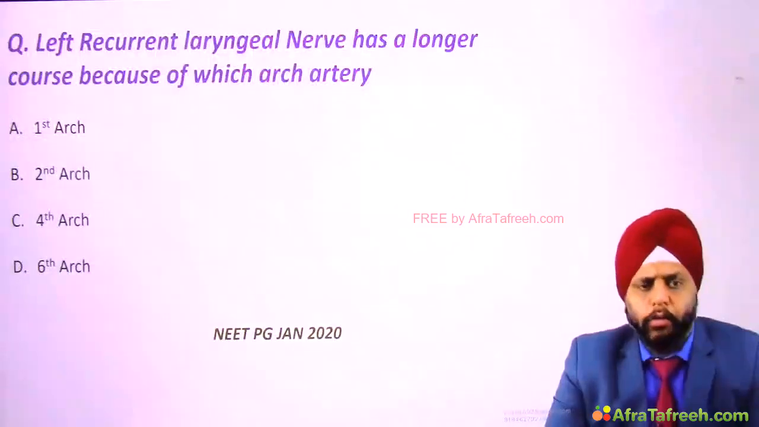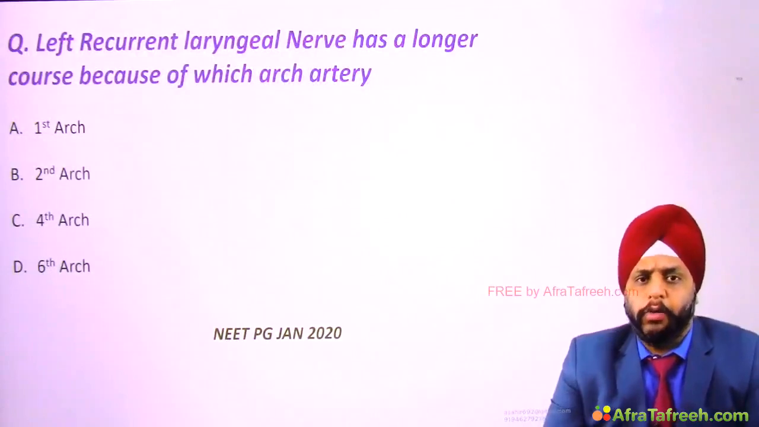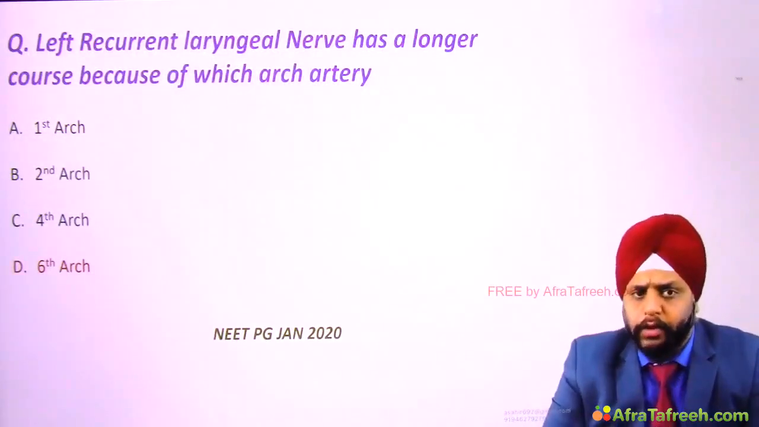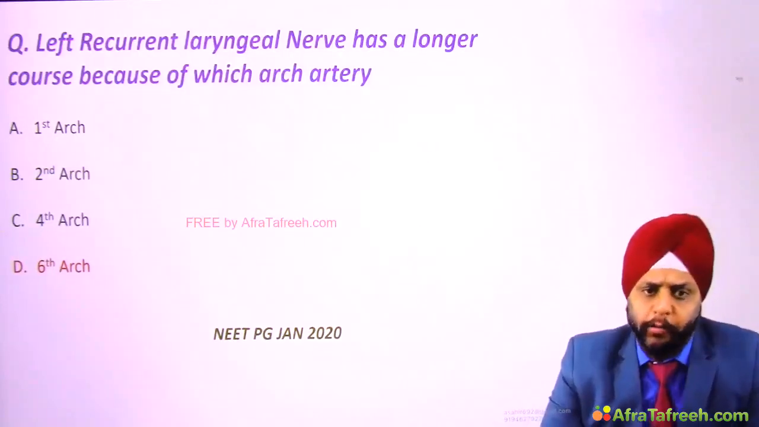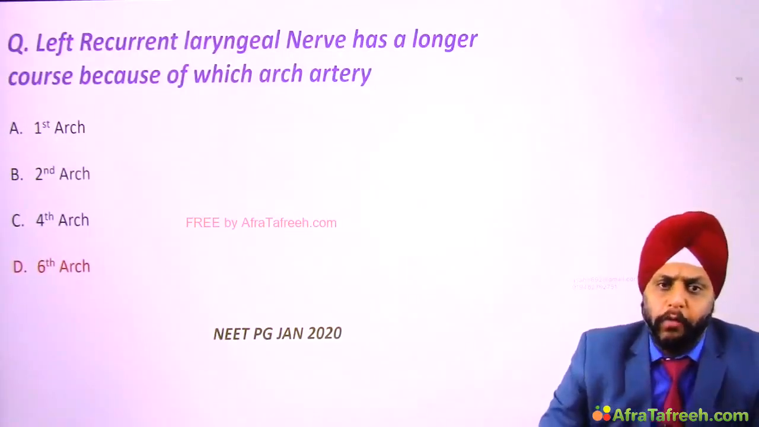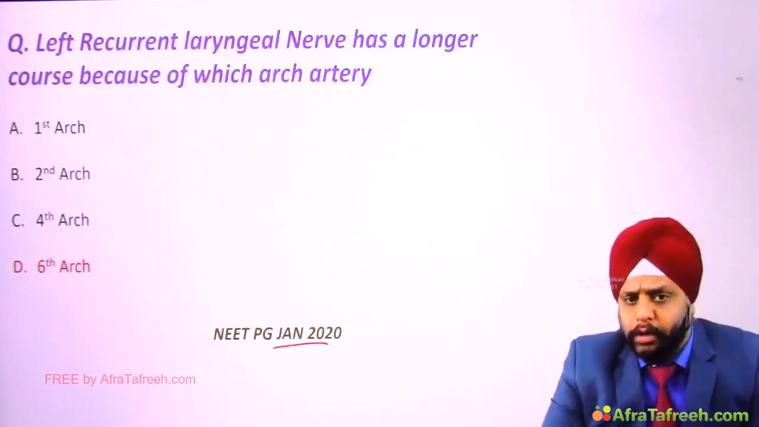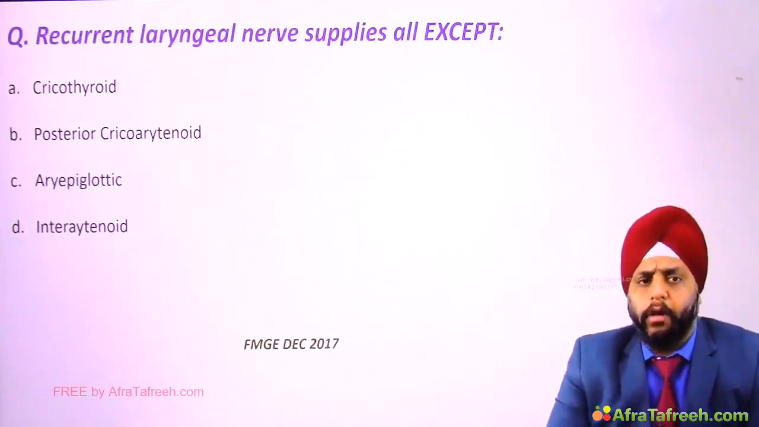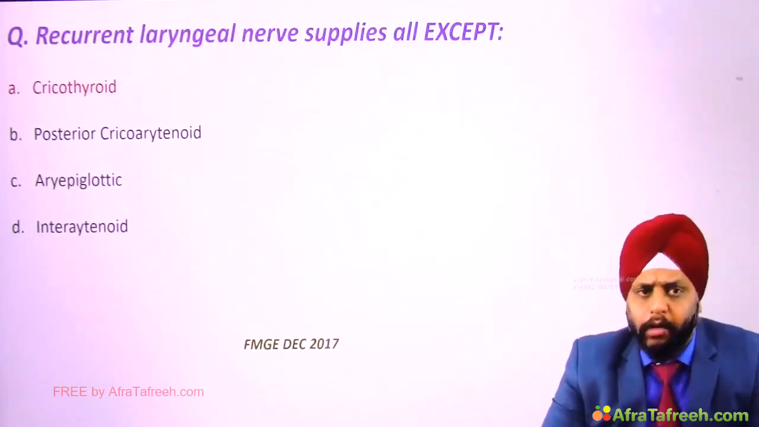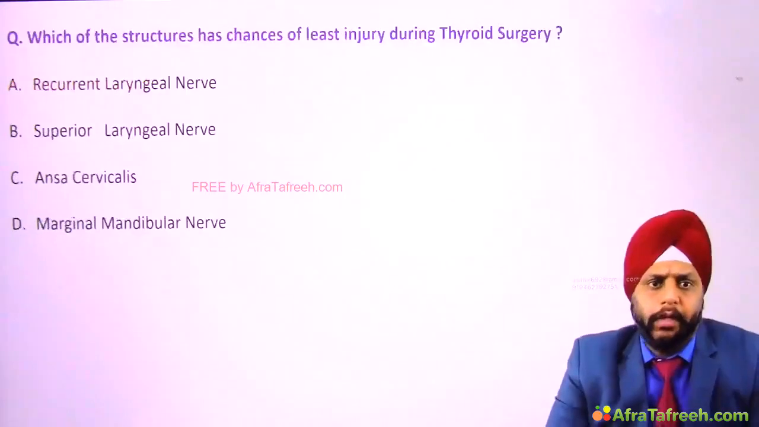All right, let's look at the question. Left recurrent laryngeal nerve has a longer course because of which arch artery? Now we know the answer is sixth arch artery, which forms the ductus arteriosus, and later on it forms the ligamentum arteriosum. It was asked as recently as the PG Jan 2020 exam. Next question. Recurrent laryngeal nerve supplies all except cricothyroid. We discussed cricothyroid is supplied by the external laryngeal nerve branch of superior laryngeal nerve.